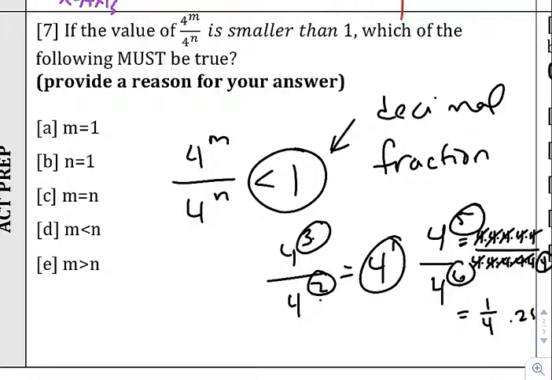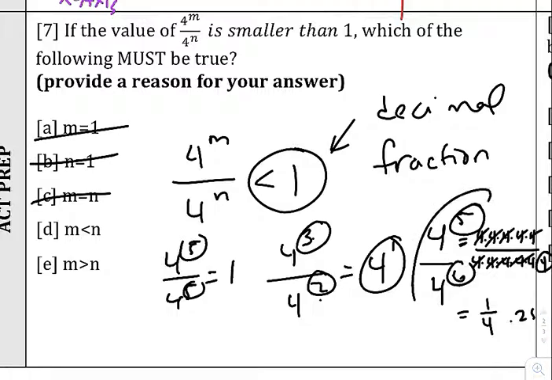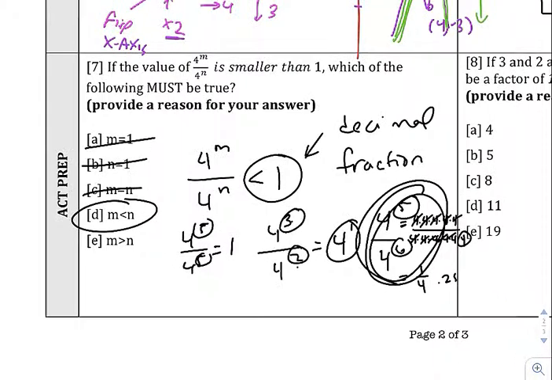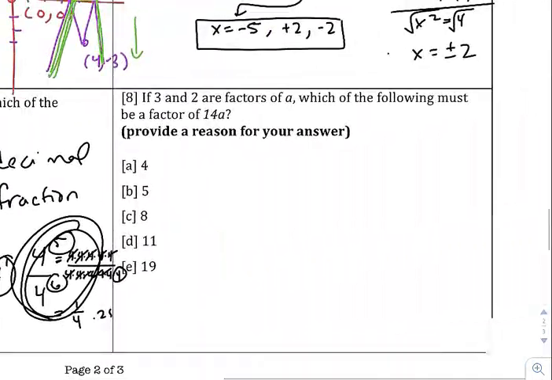Well, m and n both being 1 could happen, but that doesn't necessarily tell us if it's going to be a whole number. M being the same as n will actually not be less than 1. It will be precisely 1, because 4 to the 5th over 4 to the 5th is the same as 1, because we have the same powers, which is what C was talking about. So these are no good choices. M is less than n. Well, that's actually this scenario right here. So that's got to be our answer. M being bigger on top will create a whole number. M being smaller will create a decimal value.